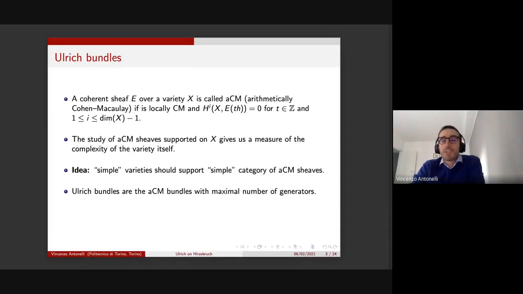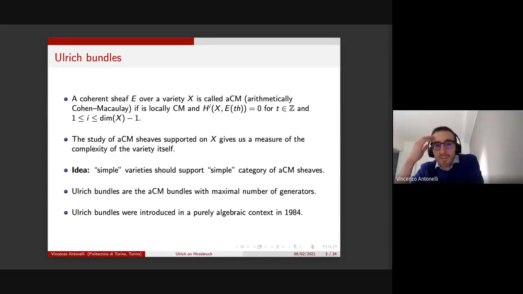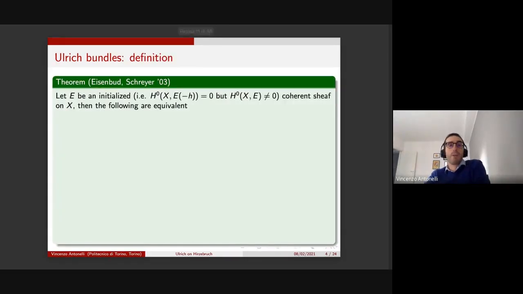And actually, just a historic note, they were introduced in a purely algebraic context in '84. And then they started appearing in a more geometric context around the early 2000s, in a work by Eisenbud and Schreyer and also a work by Beauville. And in this work by Eisenbud and Schreyer, they actually gave us a characterization of Ulrich bundles. And now we'll see what I mean by that.